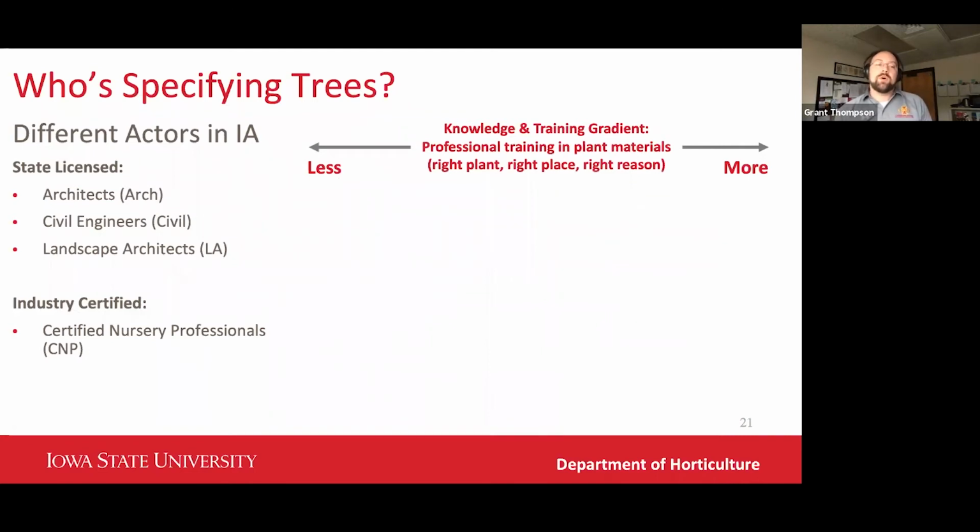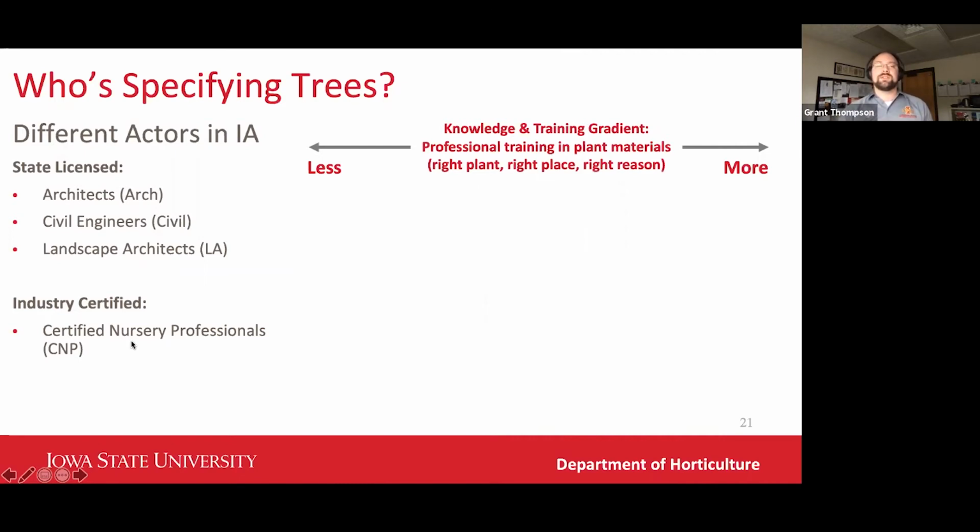So in Iowa, architects, civil engineers, and landscape architects can all specify plants for a site. And we also have certified nursery professionals. And this is an industry certification through our Iowa Nursery and Landscape Association.